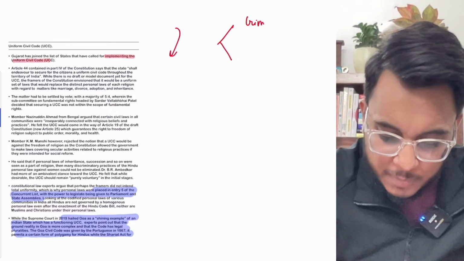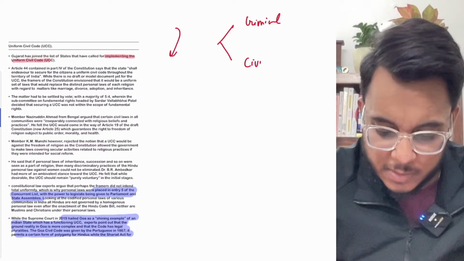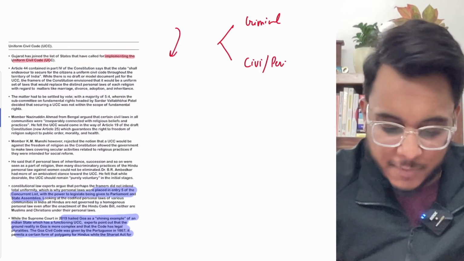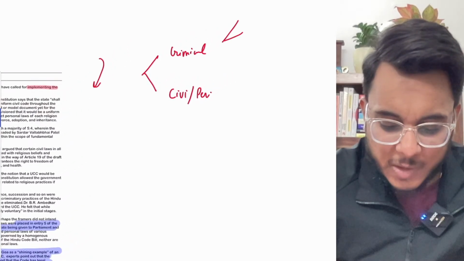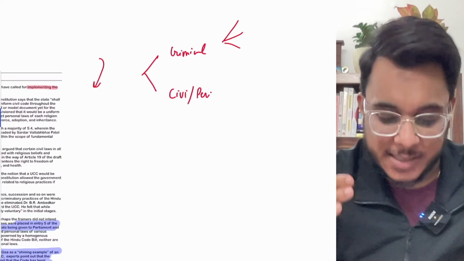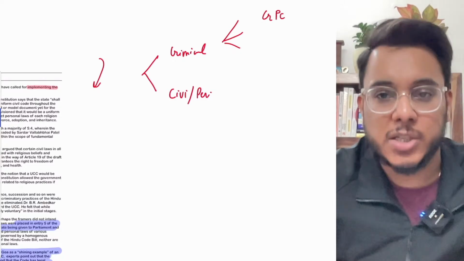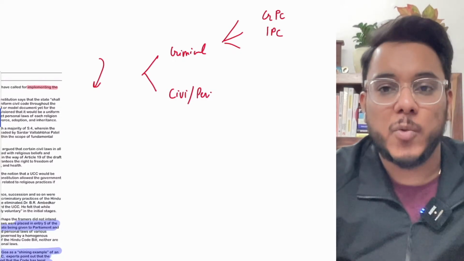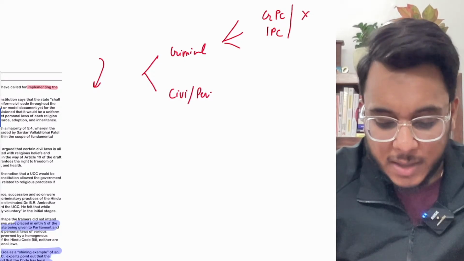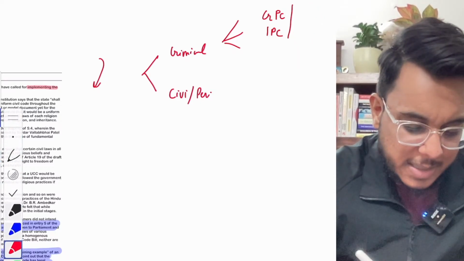One is the criminal law, and the other is the civil and personal laws. Now guys, when we talk about the criminal laws, they deal with matters such as rape, murder, dacoity, theft, etc. With respect to the criminal laws, we have, for example, the Criminal Procedure Code and the Indian Penal Code. So CRPC and IPC are applicable on everyone in the same capacity.